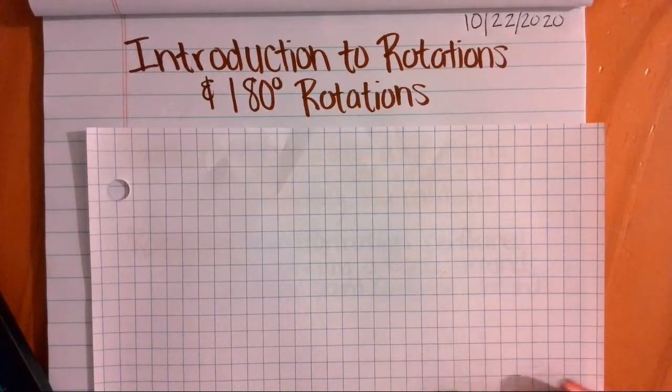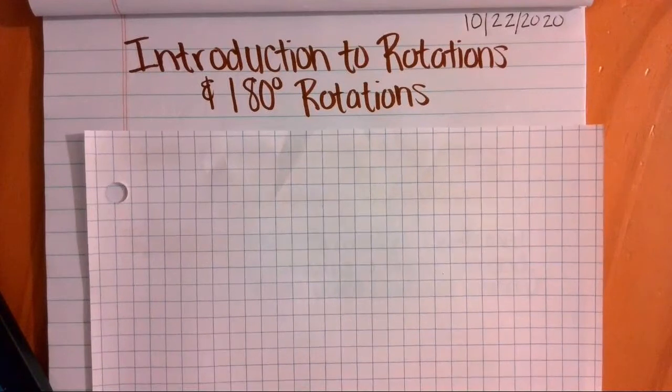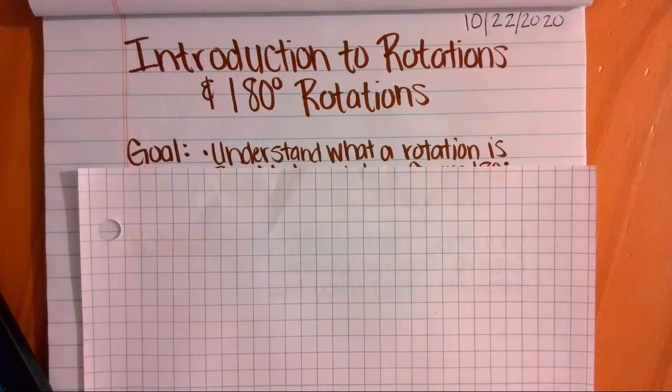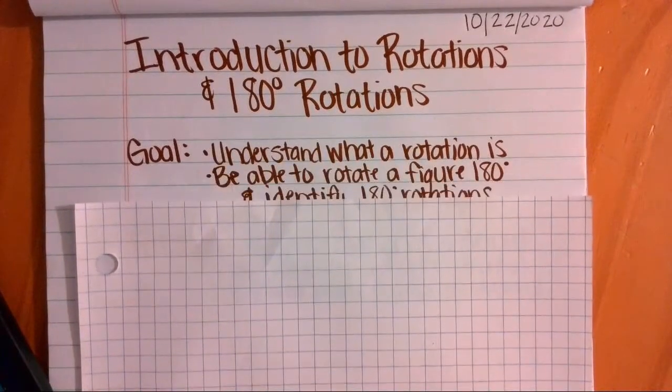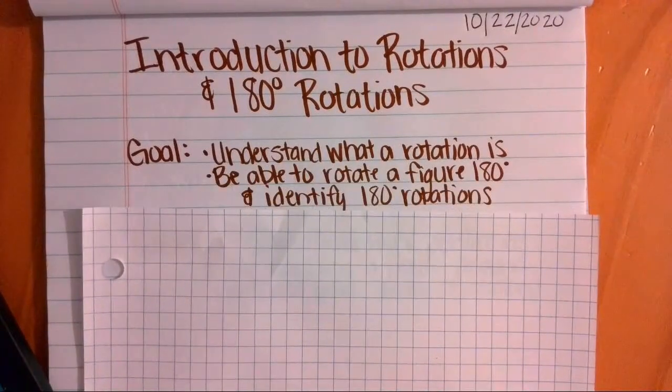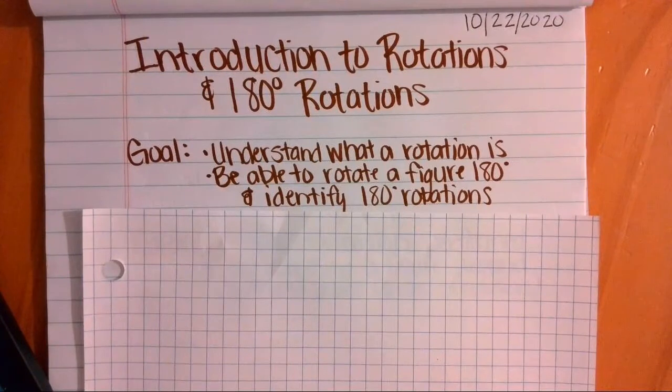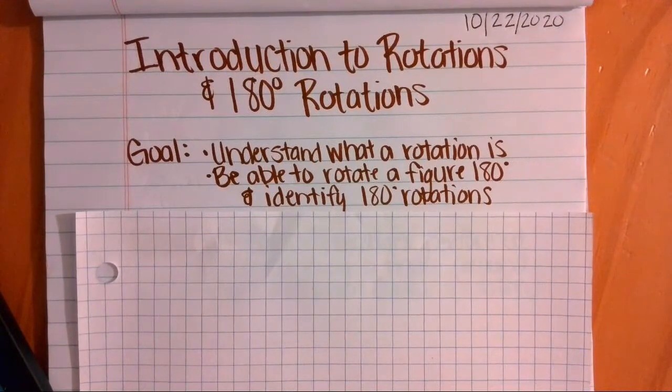So the first thing we want to talk about is what our goals for the day are. Our first goal is just to understand what a rotation is, and the second part is to be able to rotate a figure 180 degrees and identify 180-degree rotations. We're going to start with the definition of a rotation.